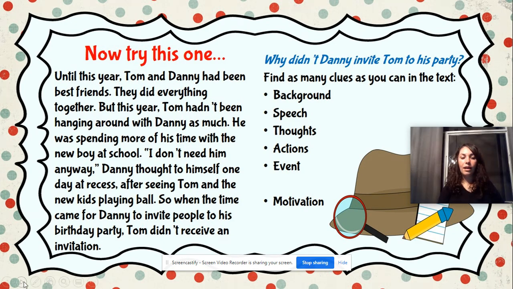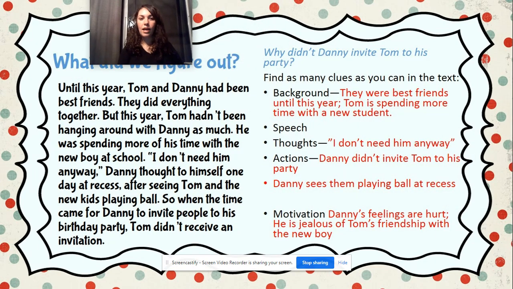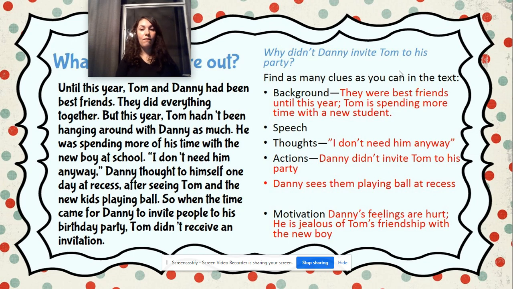All right, now let's see what clues you gathered. So the clues that you should have found: why did Danny invite Tom to his party? The background: they were best friends until this year. Tom is spending more time with a new student. We didn't see anything for speech. The thoughts: I don't need him anyways. Remember, all of this is your text evidence. The actions: Danny didn't invite Tom to his party. Danny sees them playing ball at recess. And his motivation: Danny's feelings are hurt. He is jealous of Tom's friendship with the new boy.